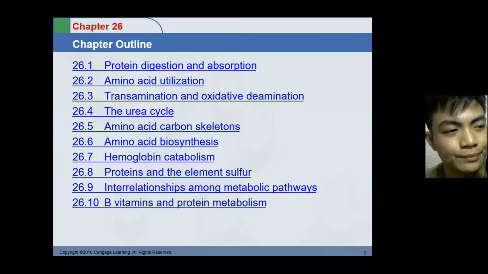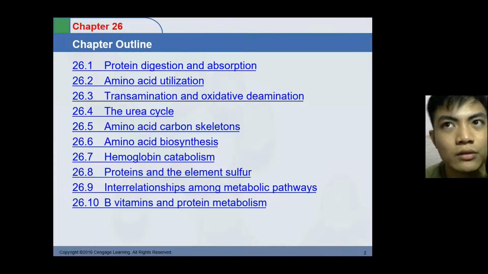And then we will also take a look into how hemoglobin is catabolized in the body, kasi alam naman natin yung ating hemoglobin nasisira din yan over time. Now, may lifespan yan. So, how is it degraded in the body? We'll take a look into that.